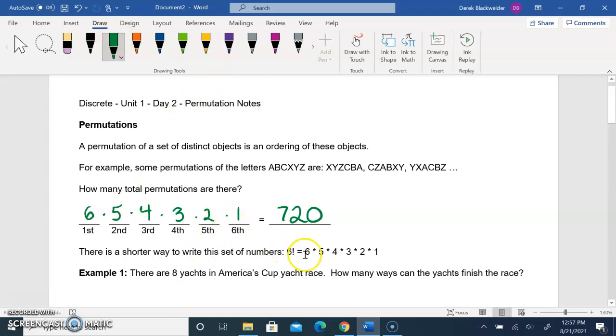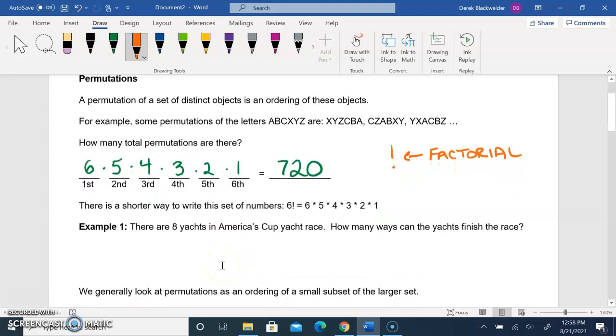So the easier way to write this is called 6 factorial. Anytime you see this exclamation mark, it just means you're going to take whatever number it is, and then you're going to take that number times 1 less, times 1 less, times 1 less, all the way until you hit number 1. And this is called factorial, or at least in math it's called factorial. I'm sure in your English class it's called exclamation mark or exclamation point.